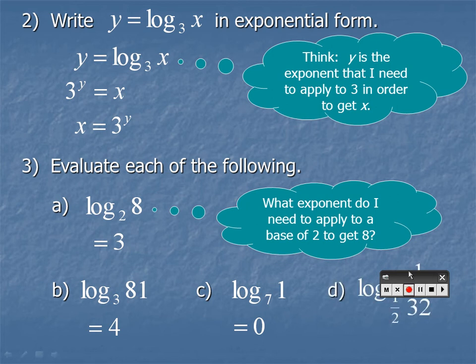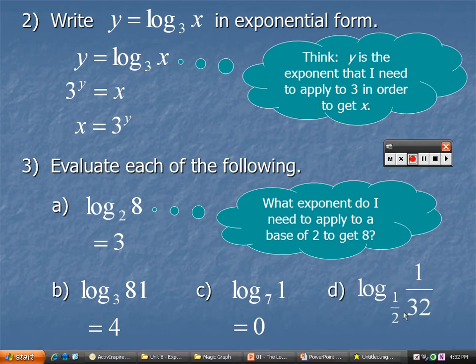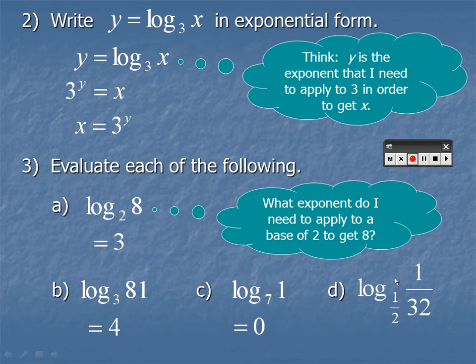What power do you put on 1/2 to get 1 over 32? Well, 1/2 squared is 1 over 4. 1/2 cubed is 1 over 8. 1/2 to the power of 4 is 1 over 16. And 1/2 to the power of 5 is 1 over 32. Imagine putting power 5 on 1, you get 1. Power 5 on 2, you get 32. There it is.